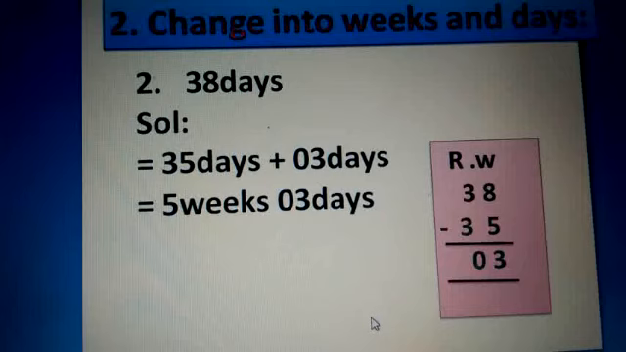Done, students? Now, at the start of the lecture, we learned that 35 days is equal to 5 weeks. So we will put 5 weeks in the place of 35 days. Done, students? After that, we will put 3 days as it is. So 38 days is equal to 5 weeks and 3 days. Done, students? I hope this concept is clear to you very well.